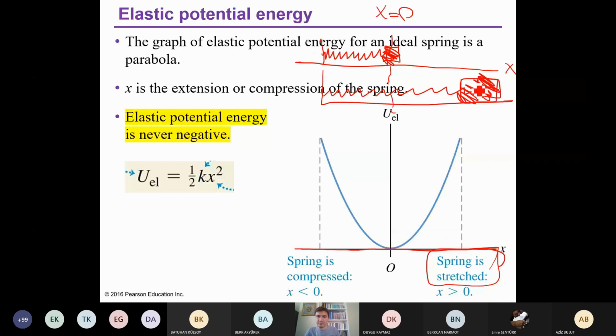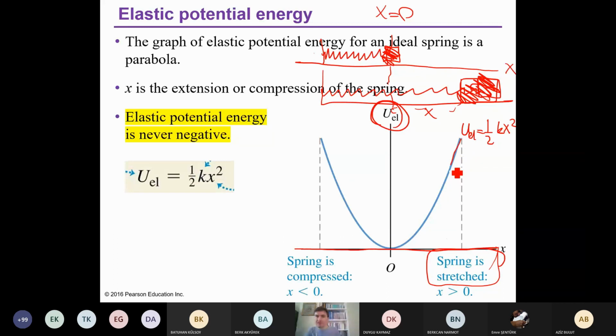This is the x, okay? X is positive, and we store energy here. This is the elastic potential energy, which is given by 1/2 k x squared. We store energy. Then when you release this one, this elastic potential energy goes down.